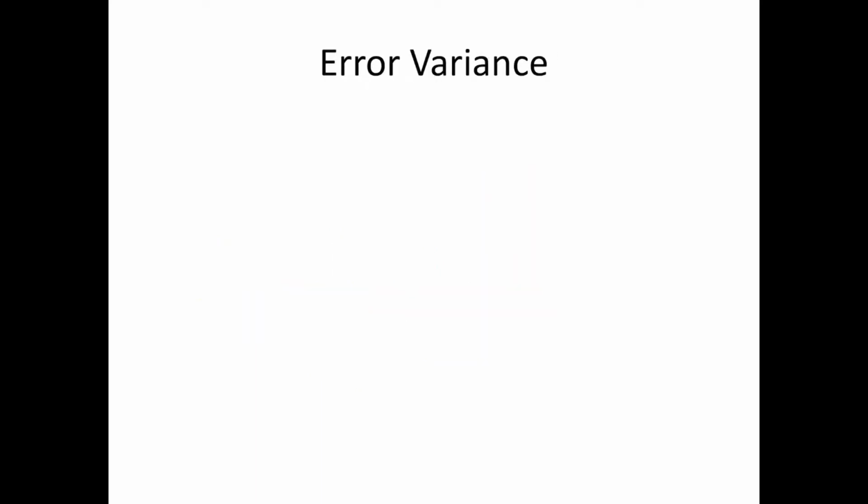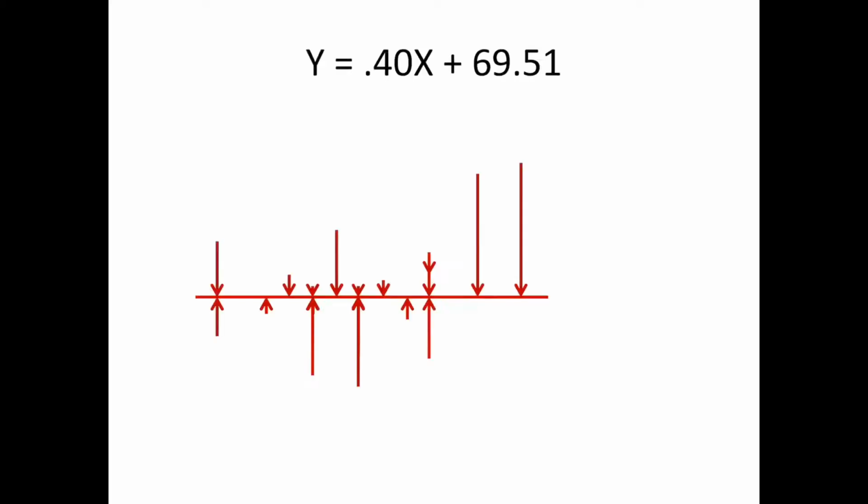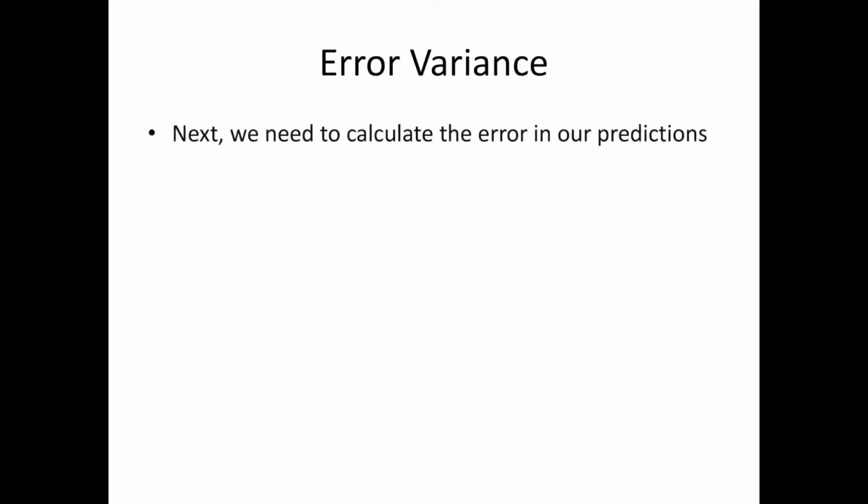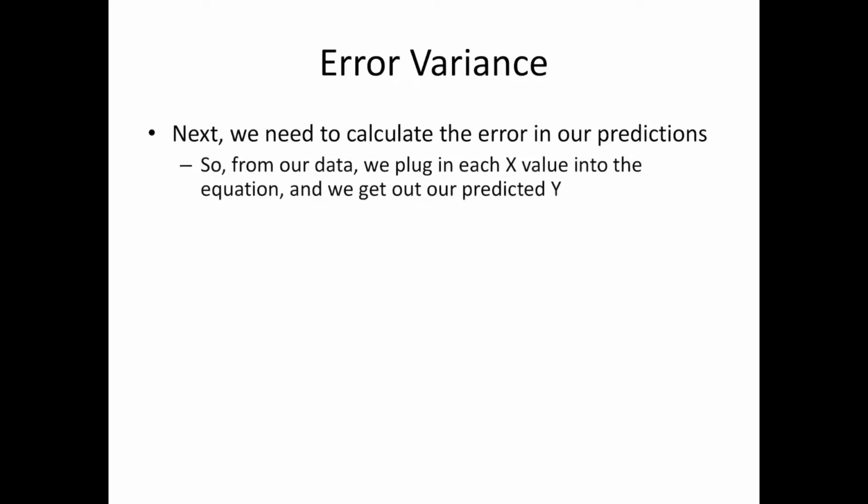The next thing we have to do is calculate the error in our predictions. So if this is all the errors just around the mean, or how much variability there is in general, how much error do we have in our predictions? From our data, what we're going to do is take each of those x values into the equation, and we get our predicted y. So we'll plug in each one of those. For instance, if x is 50, we enter that into the regression equation: 0.402 times 50 plus 69.51, and what we get is our predicted value of 89.61.